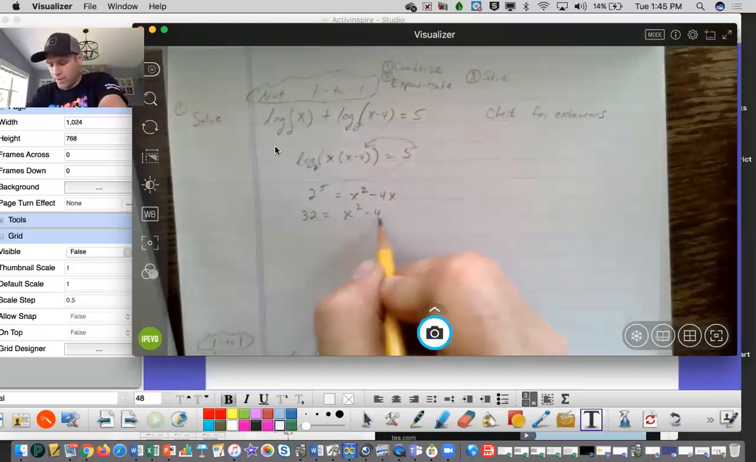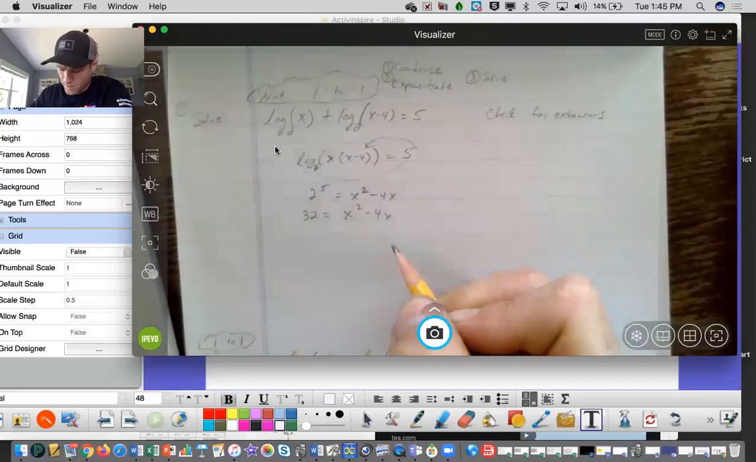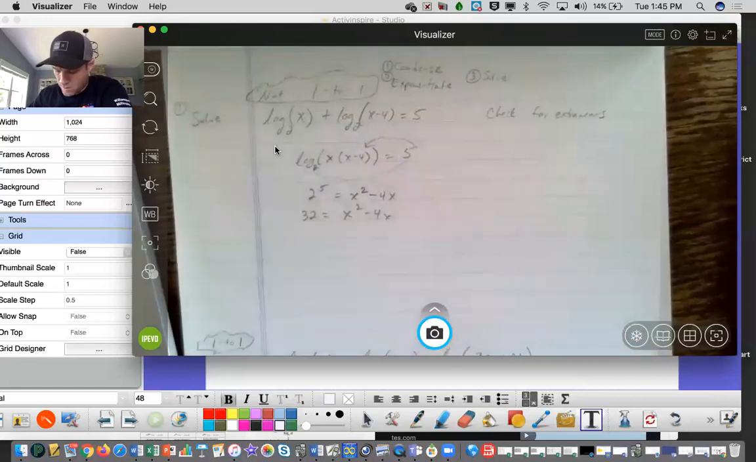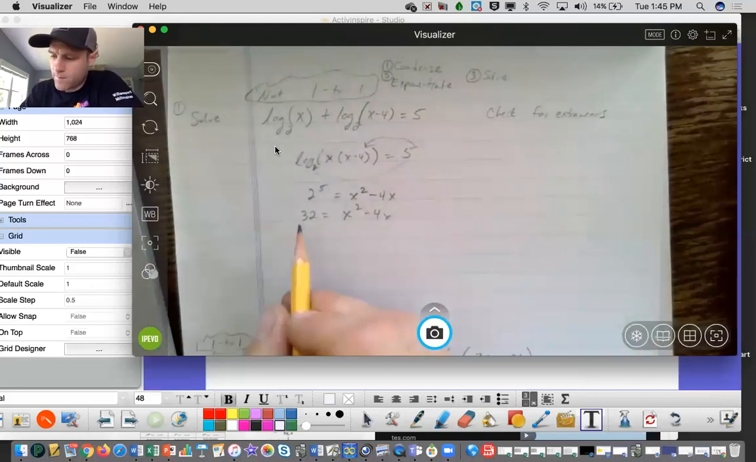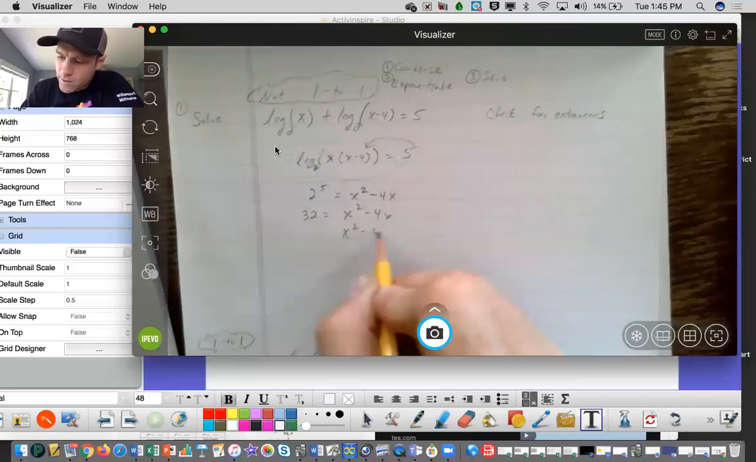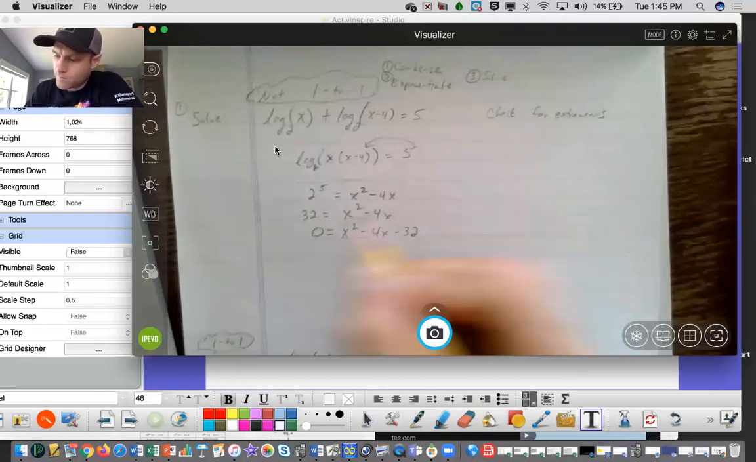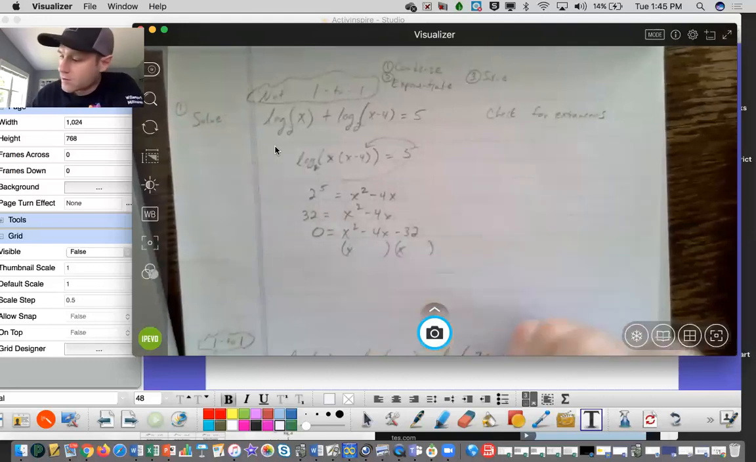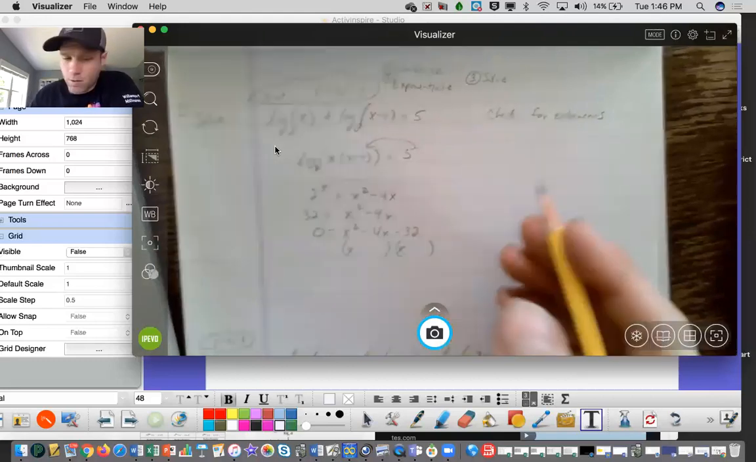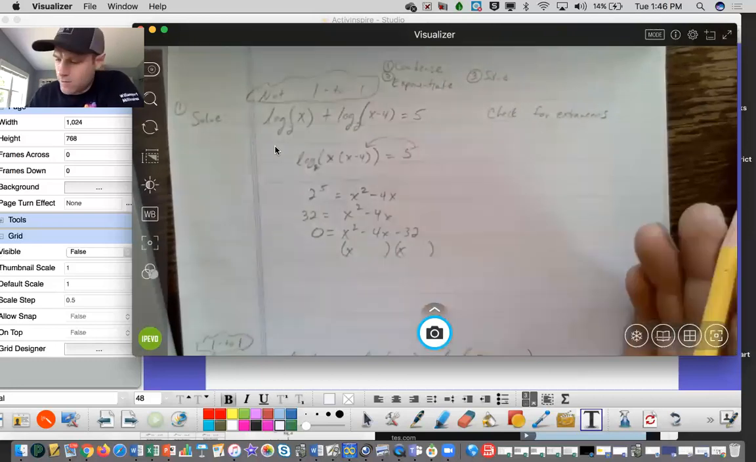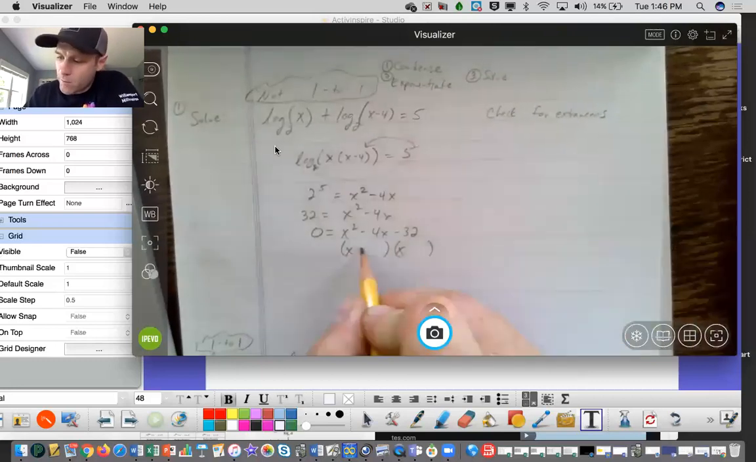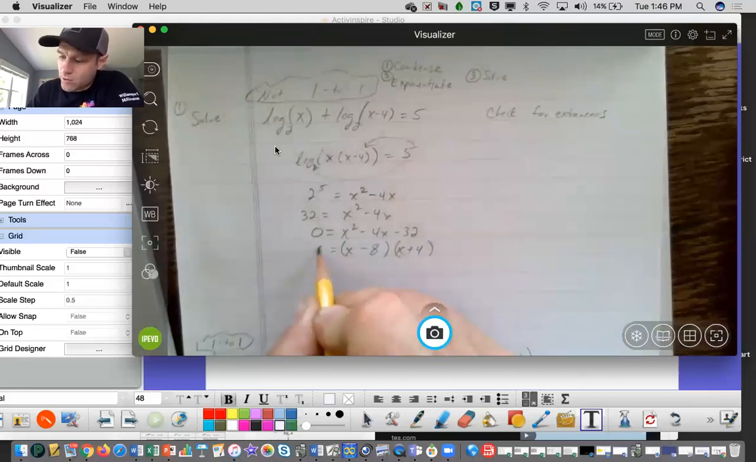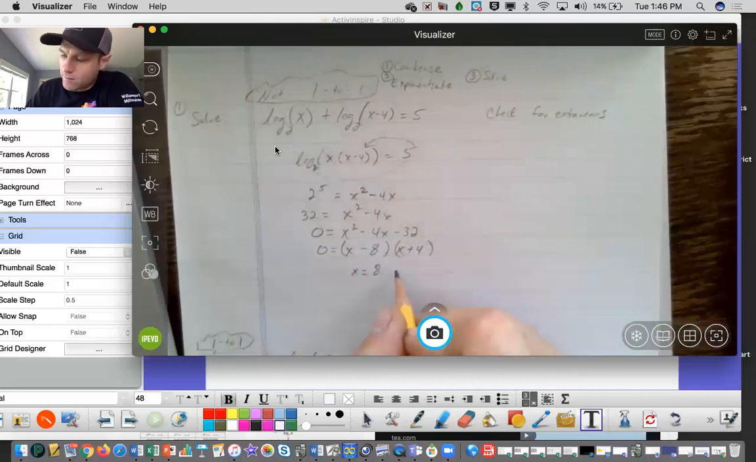And I have to bring this 32 over to the other side so I can hopefully factor it. So my factors of 32, there's a bunch: 1 and 32, 2 and 16, 4 and 8. 4 and 8 will work if I make the 8 negative, so it'll be negative 8, positive 4. They're my factors. And again, my solutions are my zeros, 8 and negative 4.